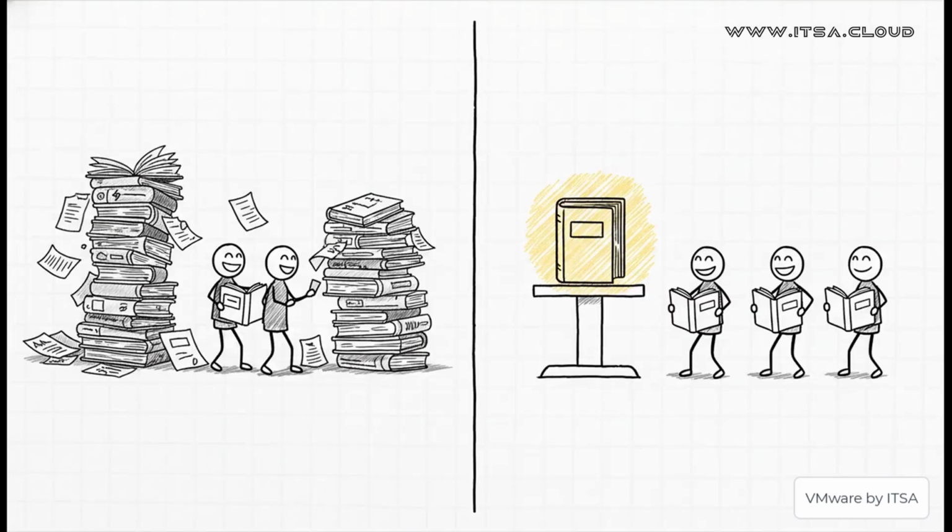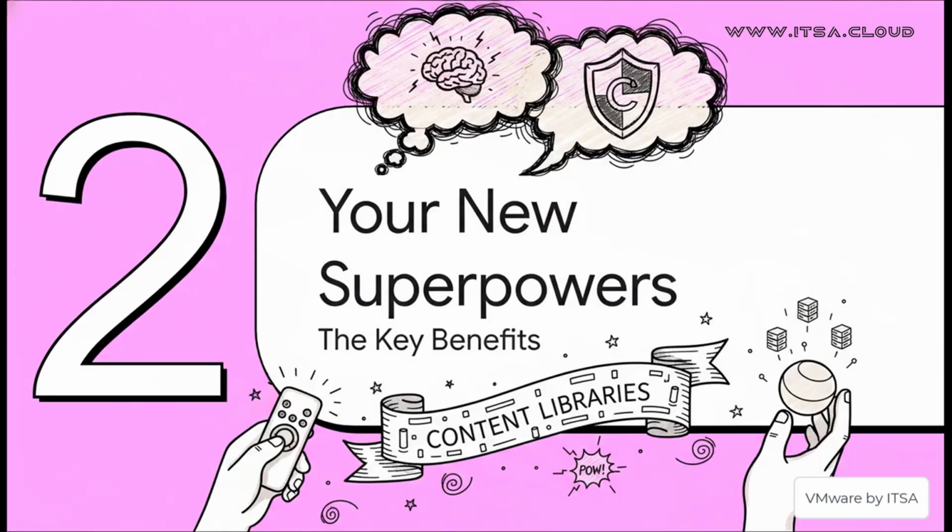The best way to picture it is like a real-world library. Instead of everyone on your team having their own messy, outdated pile of books, you have one official, pristine library that everyone checks their books out from. It guarantees everyone is working from the exact same, trusted source material. Once you adopt content libraries, you and your team get some incredible new abilities. Seriously, we like to think of them as superpowers, giving you some serious control over your environment.